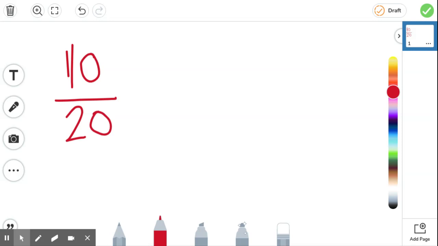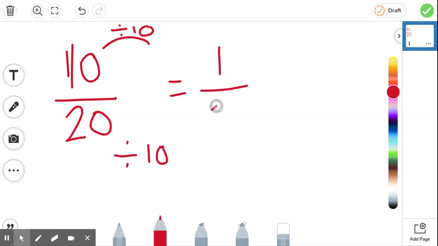Very easily on this one, we could divide by 10. If we divide the top by 10, we would get 1. And if we divide the bottom by 10, we would get 2. So we would get a half. So 10 out of 20 is the same as a half. If I had 20 people in a room and I split it into two groups of 10, it's the same as if I then took 2 people and split them into 2 groups. We're halving the amount that we've got.